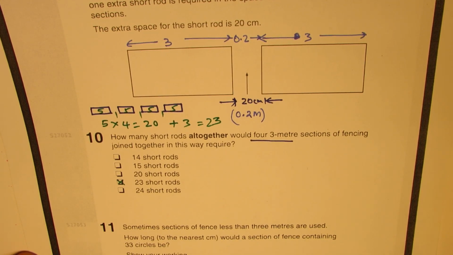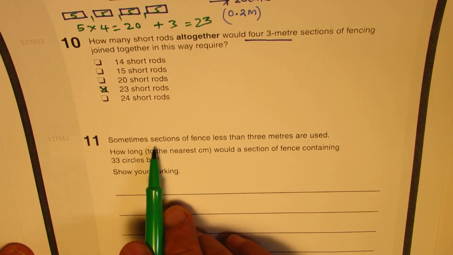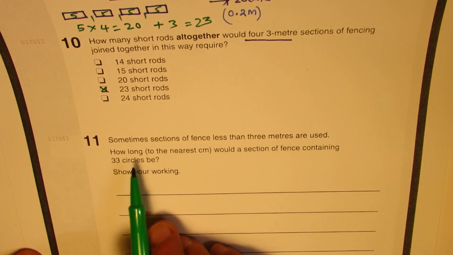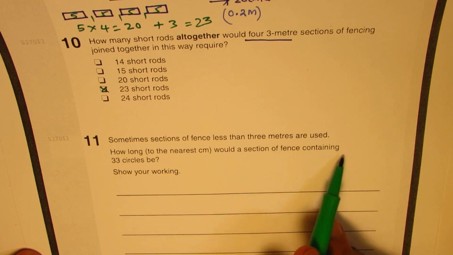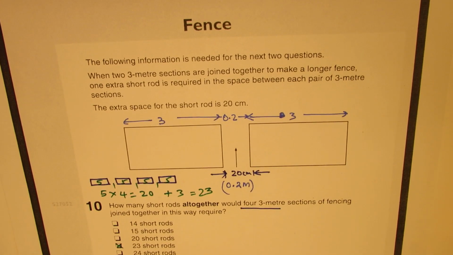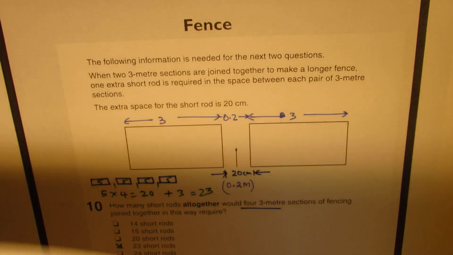Now let's look into question number 11, which is, sometimes sections of fence less than 3 meters are used. How long to the nearest centimeter would a section of fence containing 33 circles be? Okay, so 33 circles. You remember how many circles in 1 3 meters? Well, let's get back to our original question. So the number of circles is 6. 6 in 3 meters, right?